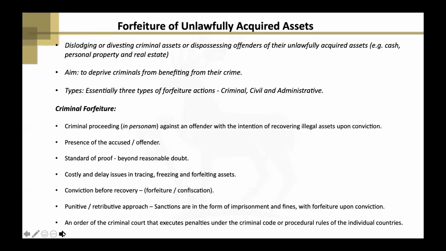The approach here is a punitive approach, which is basically to fine them, imprison them, and forfeit their assets upon their conviction. So the criminal code then executes the penalties under the criminal code or the procedural rules of the individual countries. Next slide, please.